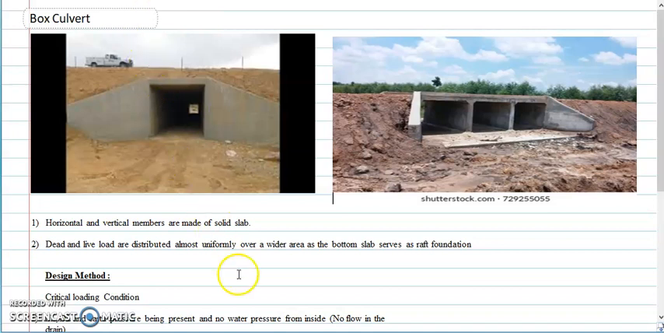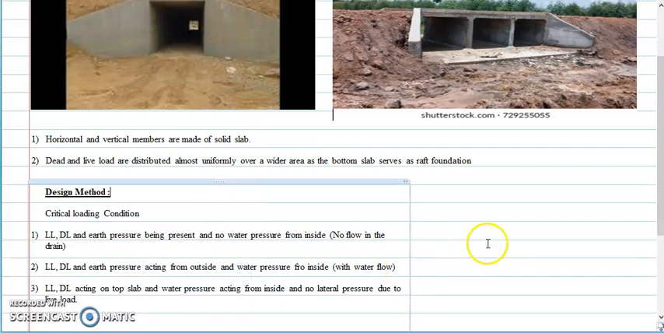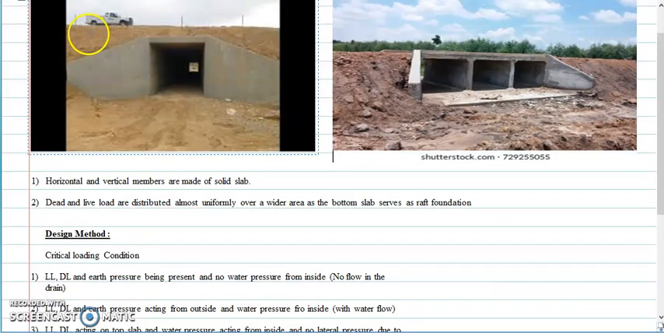Now, if you consider the design method or design consideration for box culvert, it is considered as a rigid frame and the culvert is analyzed for critical loading condition. There are three conditions which the box culvert is designed for, and they are the critical loading conditions. The first one is there is a live load, you have to consider the dead load and earth pressure being present and no water pressure from inside. So there won't be any flow in the drain. So you can take the example of the picture that is shown here.